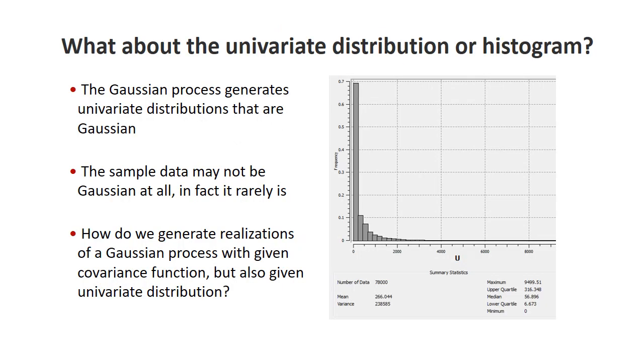So that takes care of creating samples that have a certain variogram. But what about the histogram? The problem here is that the multivariate normal distribution has a univariate distribution that is also Gaussian. And so the previous samples that we generated all have standard Gaussian distributions. Of course, in reality, we never have Gaussian distributions.